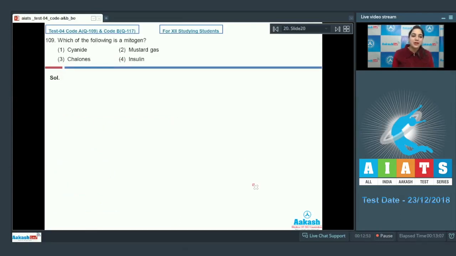Next we have 109. The question says, which of the following is a mitogen? What is the meaning of a mitogen? A mitogen is a substance or a compound which induces mitosis. And insulin is one of those. So we'll write down that the answer is option number 4.